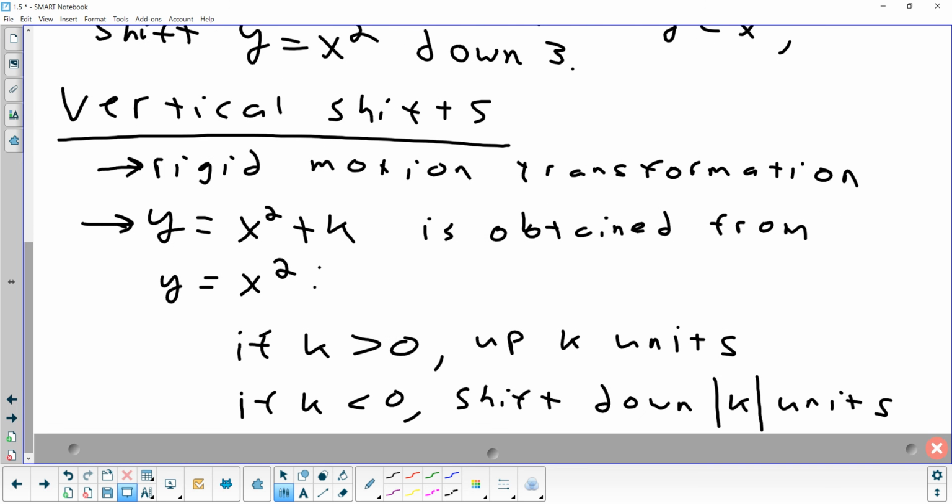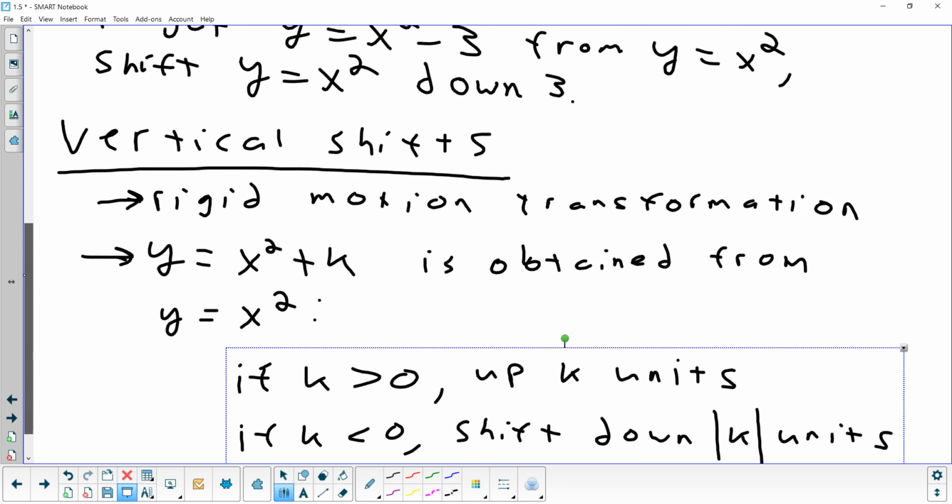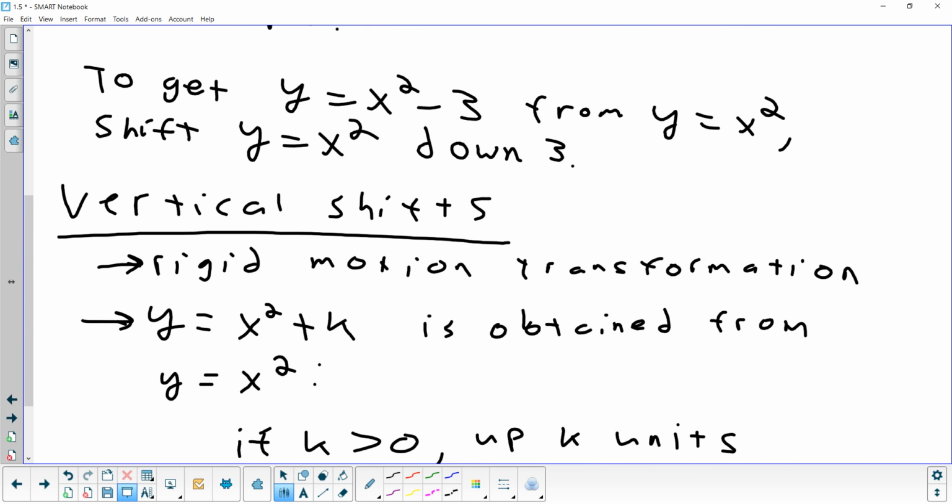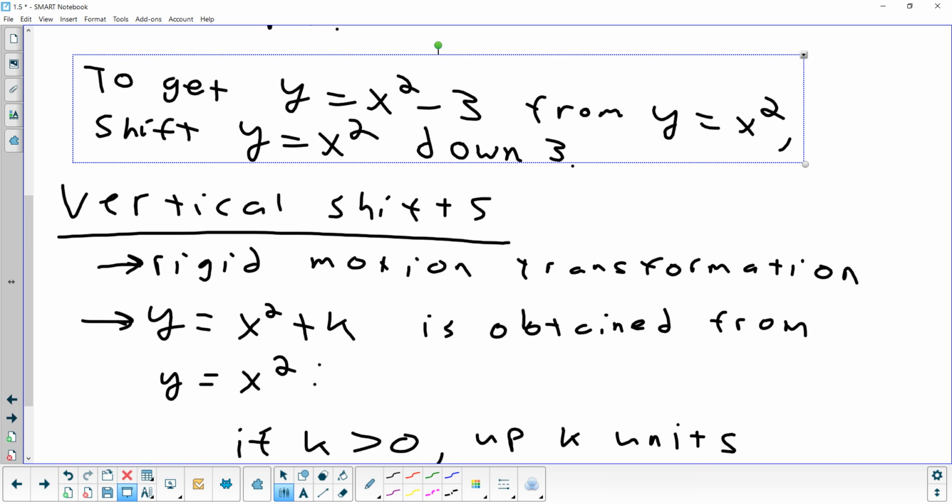So if you have x squared plus k and k is greater than 0, it would shift up k units. If k is less than 0, it would shift down absolute value of k units. And I put the absolute value there, just like we did here. We didn't say shift down negative 3. We said shift down 3.